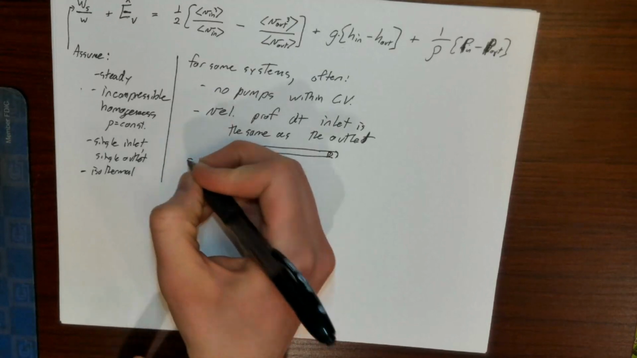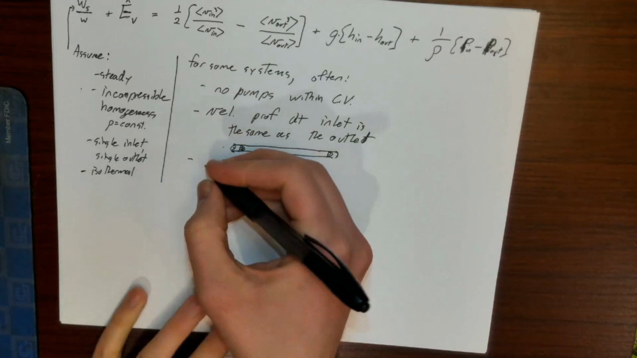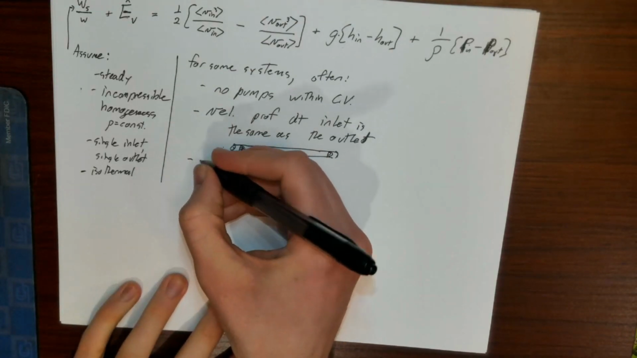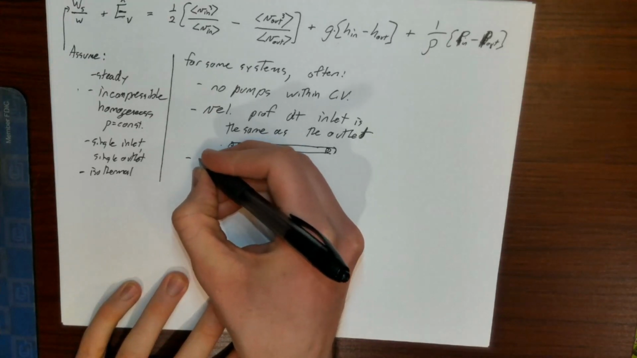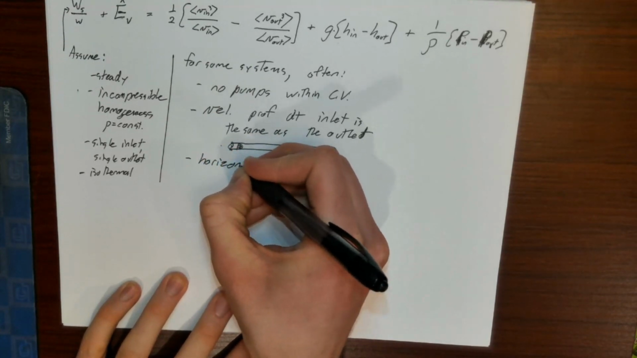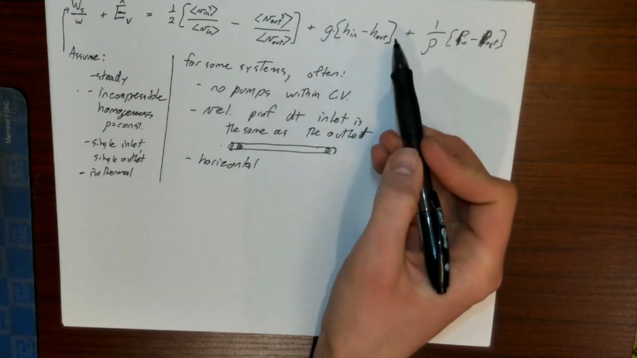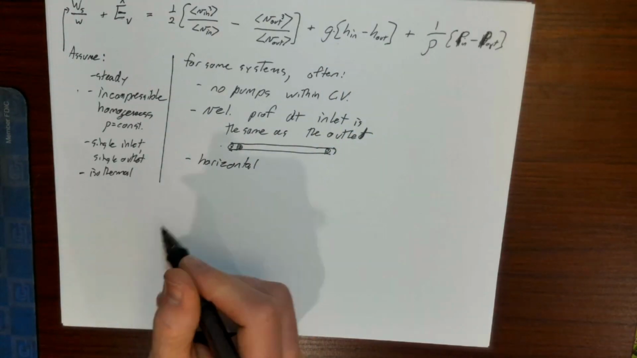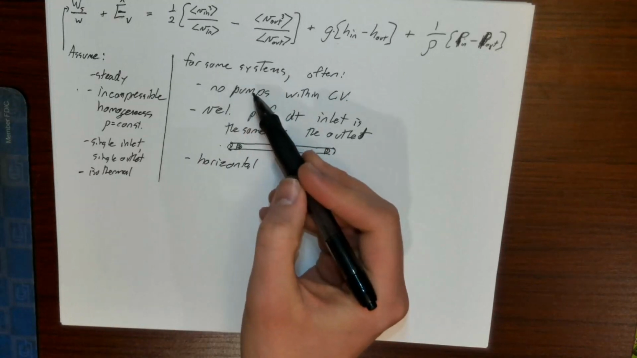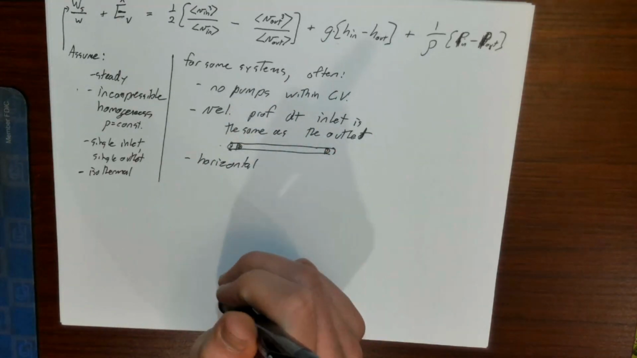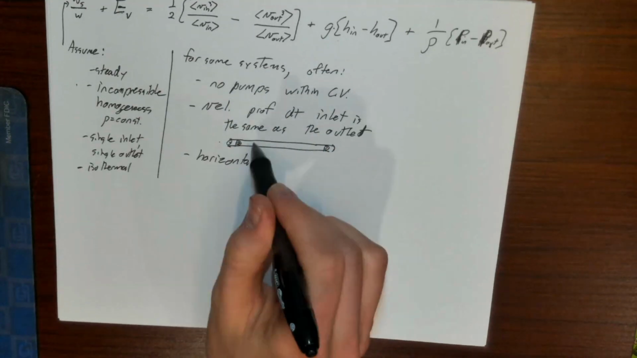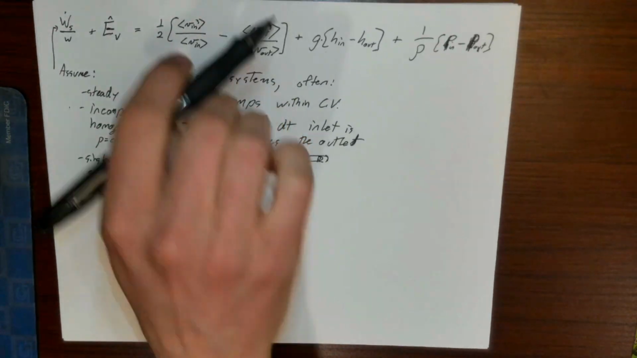And a lot of times we have systems that are sufficiently horizontal as to neglect the sort of the potential energy term here. Right, so a lot of times we have a certain set of systems where these assumptions apply.